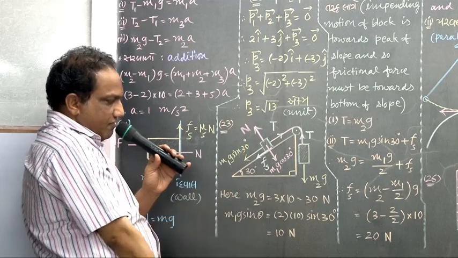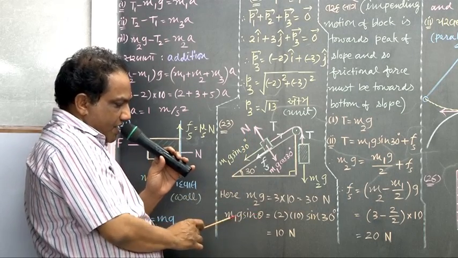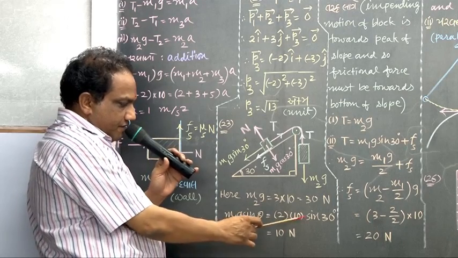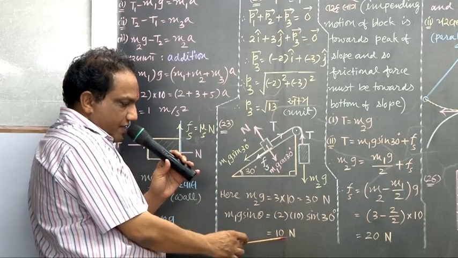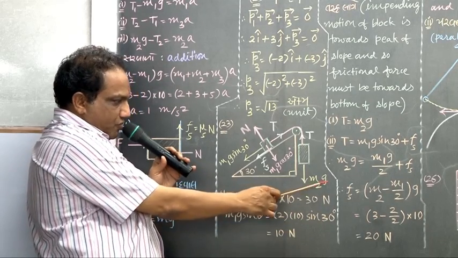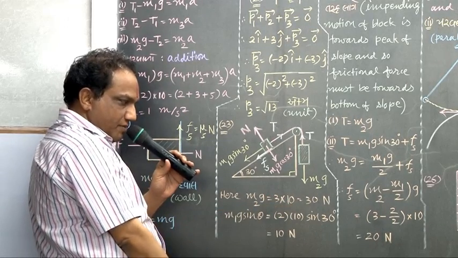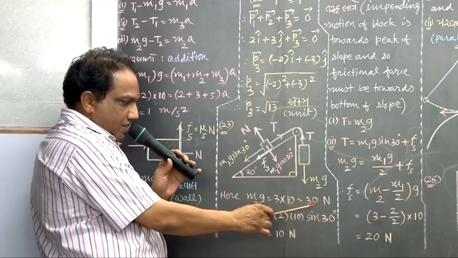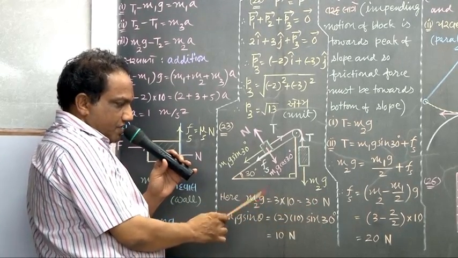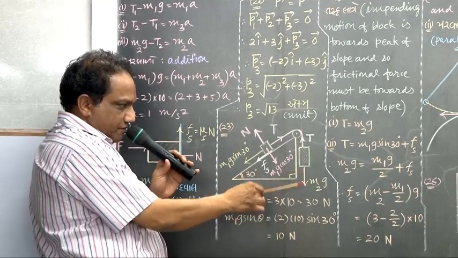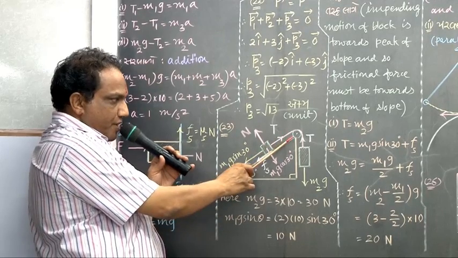m1g sin 30 degrees I want to find out. m1g sin theta: m1 is 2, g is 10, theta is 30 degrees, sin theta is 1 by 2, 2 will cancel, giving you 10 Newton. But what is m2g? m2 is 3 kg, g is 10 meter per second square. 10 3s are 30 Newton. You can see 30 is greater than 10. So m2g is greater. If this force is greater, then the expected motion for this block is towards the peak of the slope.